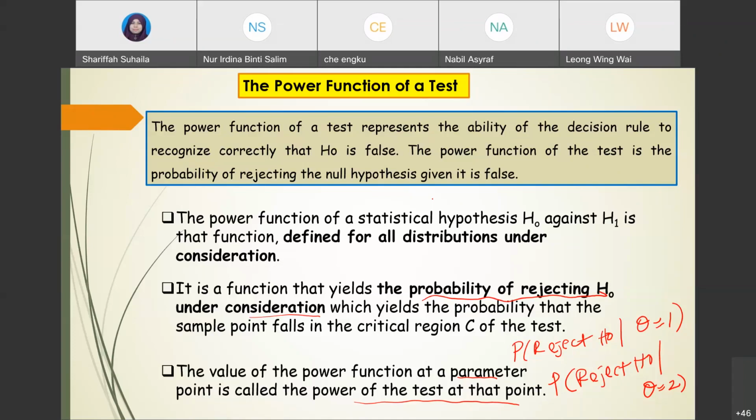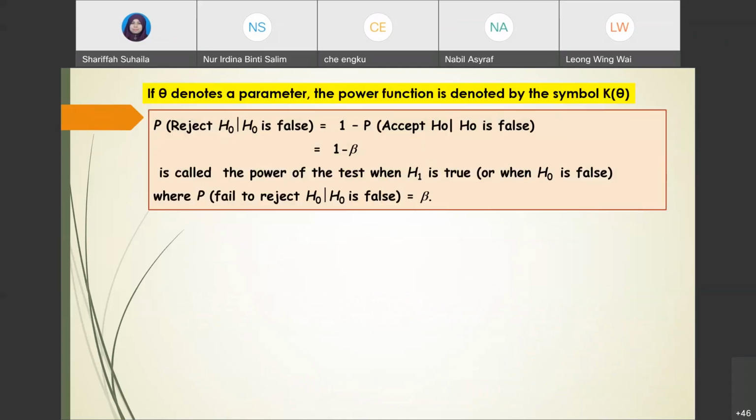Okay, so again here, okay, so kalau power function, okay, power function ni kita denotekan sebagai simbol K theta. Okay, biasanya lah kita tulis sebagai K theta. Okay, power function dia. Okay, kita tengok dulu kat sini dia punya apa definition lah sikit ya. So, probability of rejecting H0. Okay, normally kalau beta tadi, probability of accept H0 when H0 is false. So, kalau saya tulis beta, dia adalah probability accepting H0 given that your H0 is false.